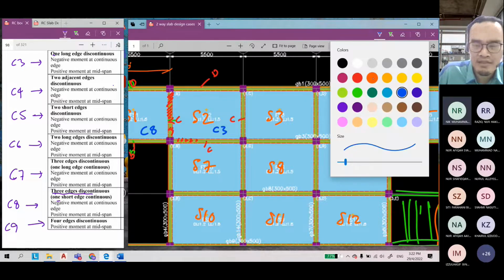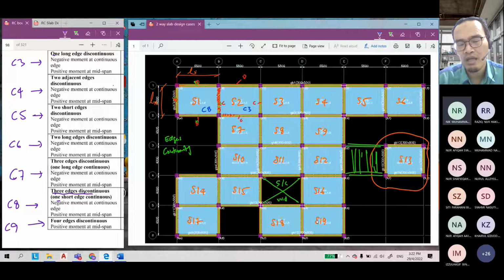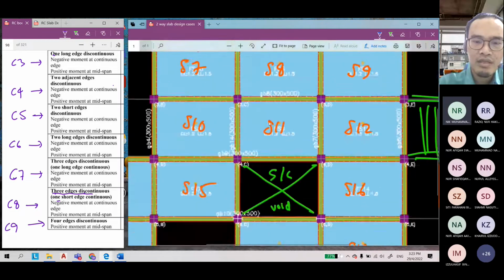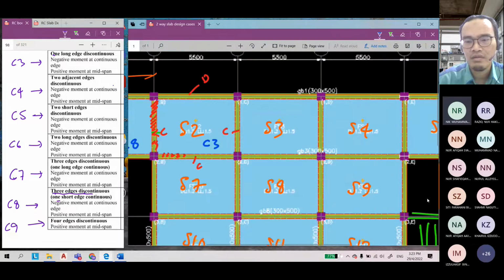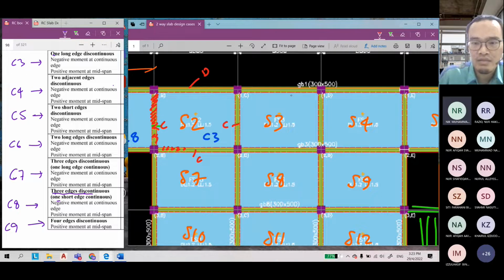How about slab number three? During the final exam, you will be given the slab. Usually, if you refer to the past year questions or during your working time later, you will be given the floor plan, so you have to determine the cases. Use a few seconds to determine the continuity first. This one is discontinuous, this is continuous, this is continuous. So the case is case 3, similar to S2.